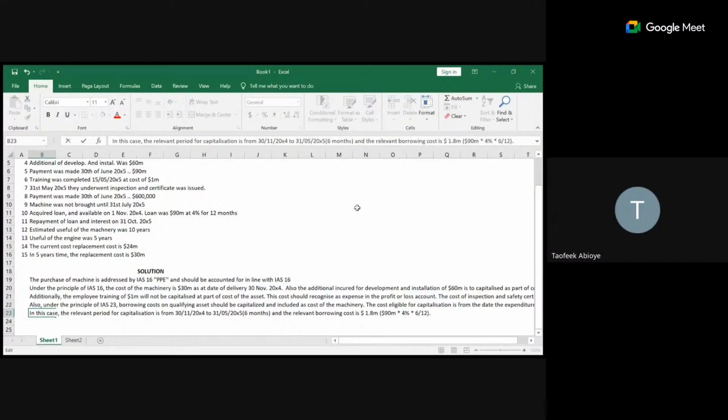So that's it. Any other information? They said the estimated useful life of the machinery is 10 years. The engine replacement cost is 24 million, right? So now let's go. What is our cost?